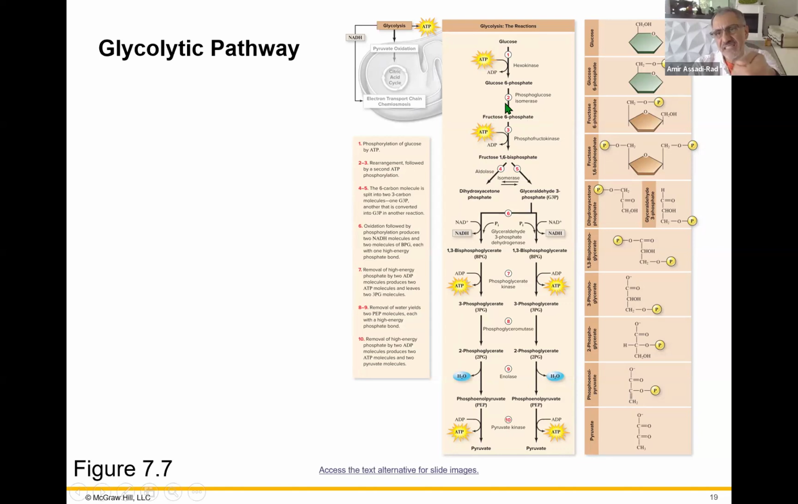Remember, you have to invest ATP in these steps. Anytime in biology, I said it long time ago, even before you started taking this class, anytime you want to break a chemical bond in biology, you need energy. You're breaking the covalent bond between the carbons of the glucose molecule. 2 ATP needed.